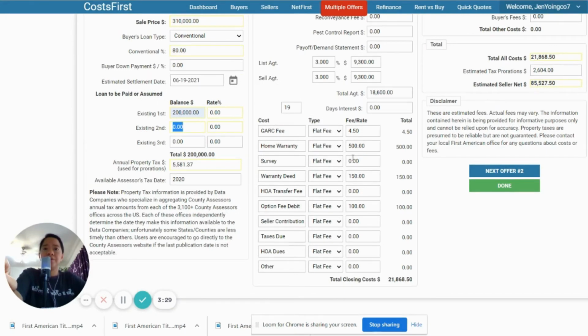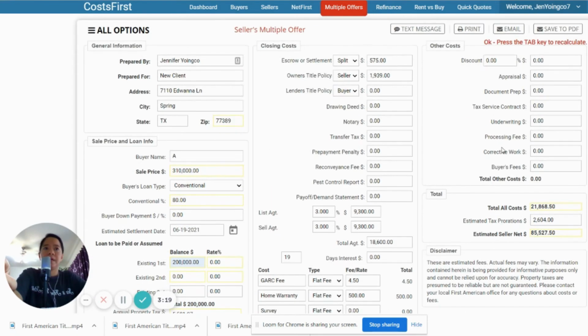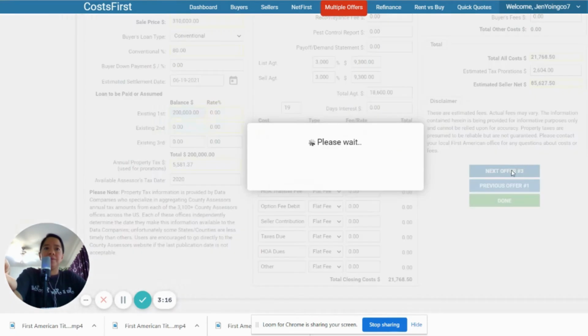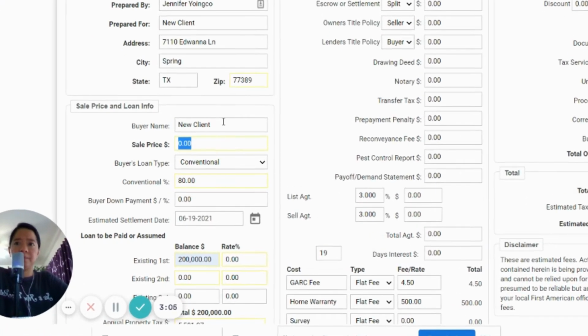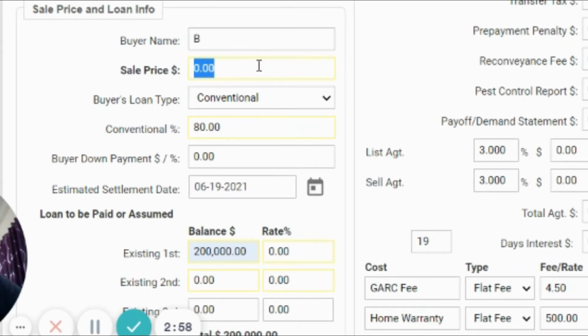$85,527.50. Okay, in this case, they're asking here for a 500 home warranty. I'll remove this option fee here. And that's for the first offer, 85. For the next offer, we put it at buyer B. For instance, they're offering 290. If you look at it, 310, 290. On the price itself, we already know who to choose, correct?